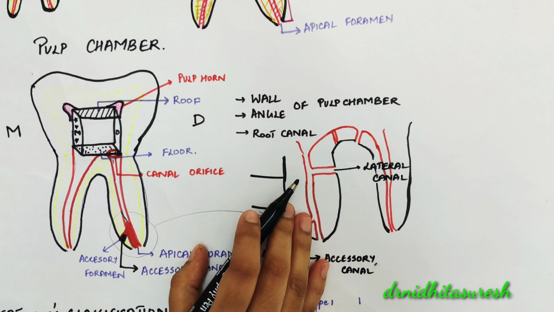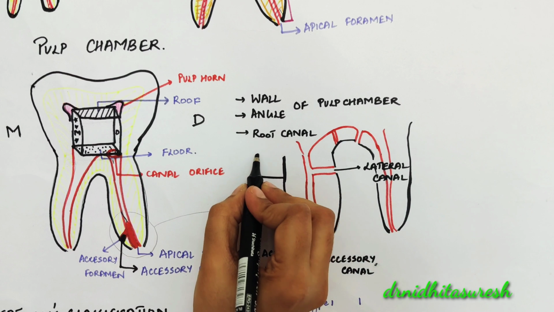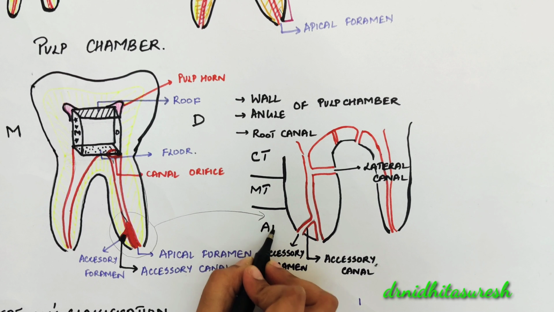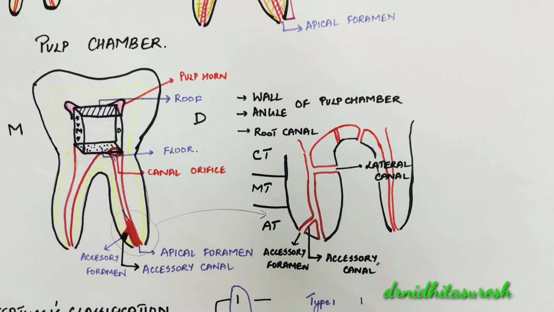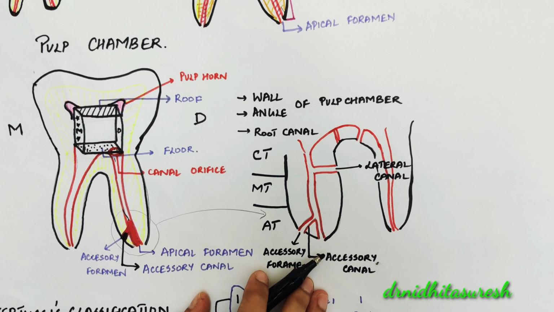The root canal is divided into three sections: coronal third, middle third and the apical third. The openings which you see corresponding to the accessory canals are nothing but the accessory foramen.